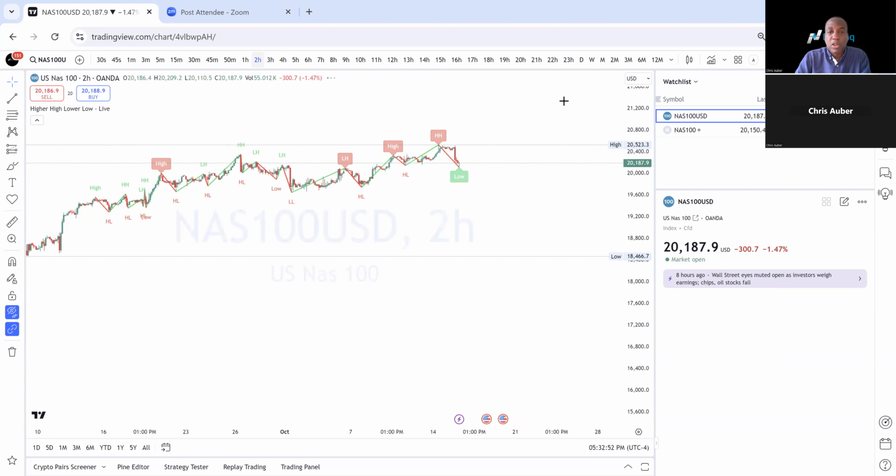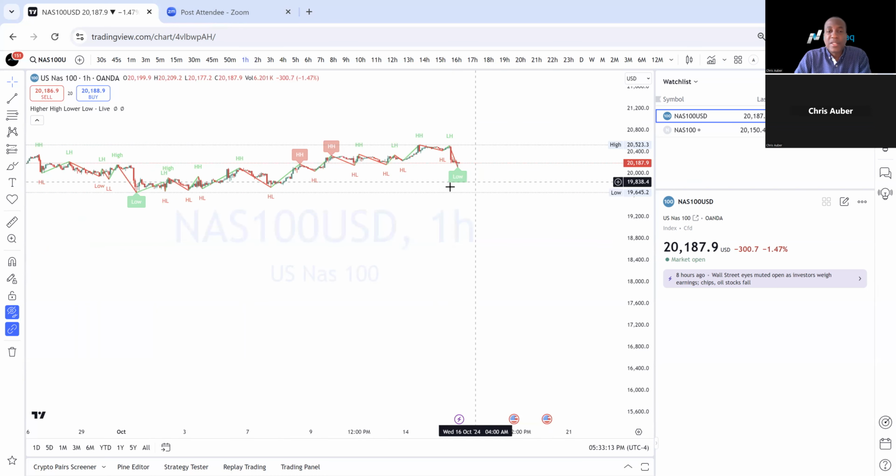Look at the 2-hour. The last high it made was a higher high. It came down and made a new low today. However, this new low only broke a previous higher low, so it's still making higher lows, higher highs. And when you look at this, you see that it's an oversold low. Down to my 1-hour, I see the same thing.